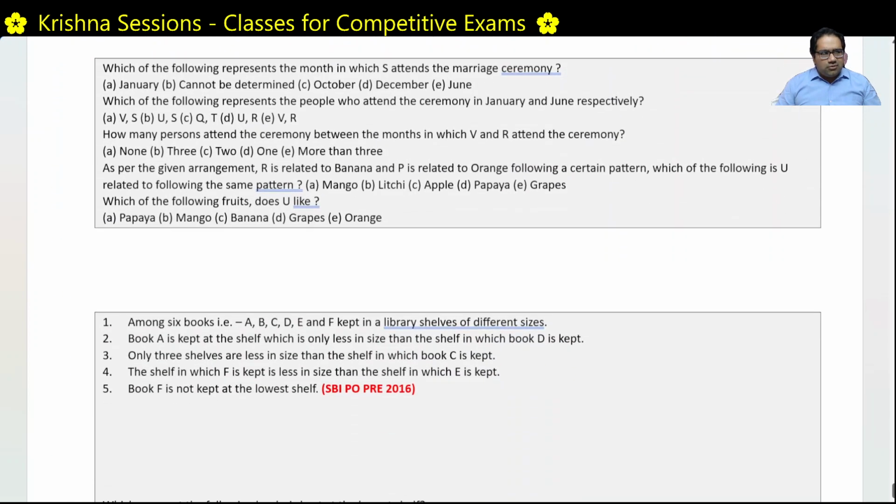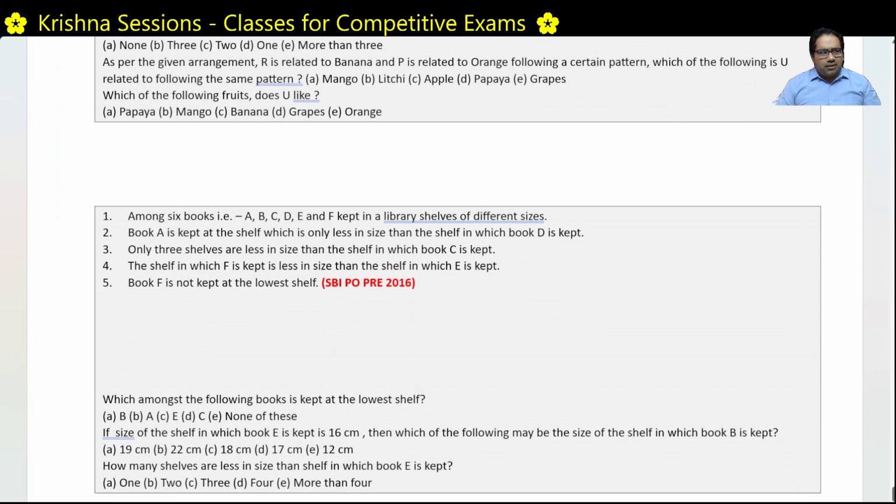Next, there's one more small problem which came in SBI PO Prelims 2016. This is a very small problem, but still, three questions were given. It's very small. We can do it in seconds. Let's look at this. Among six books, A, B, C, D, E, F, kept in library shelves.